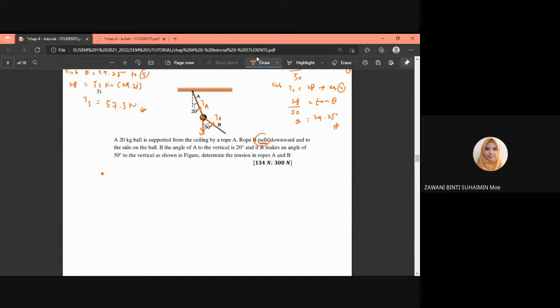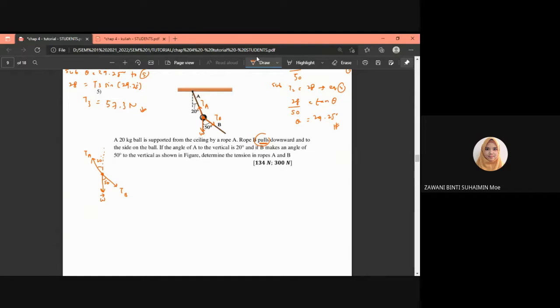So this is our free body diagram. Weight downward. Then down here we have tension B, with the angle 50. And here we have TA, and the angle is 20. Settle.